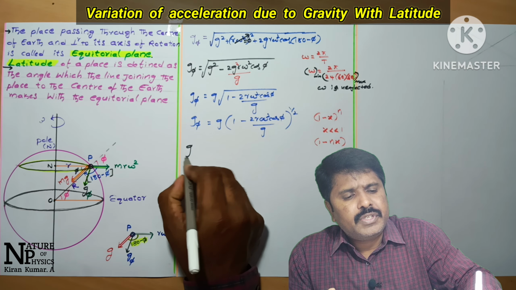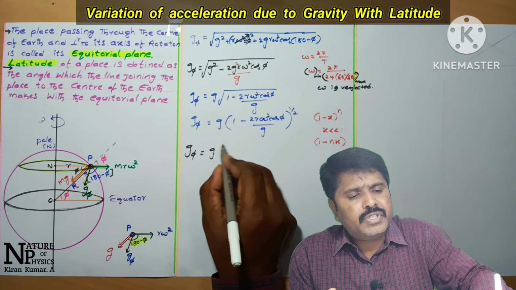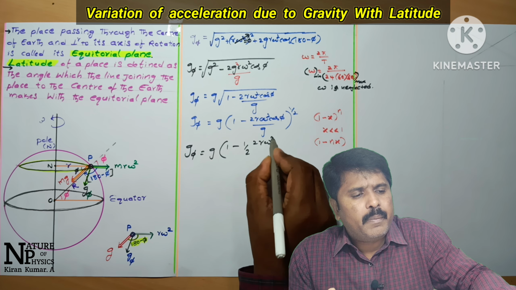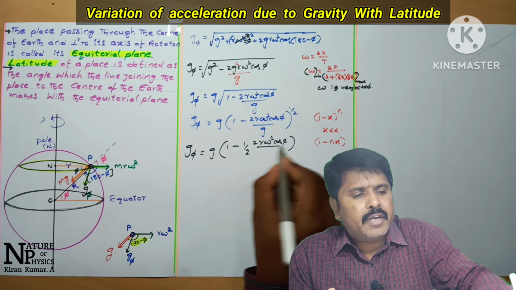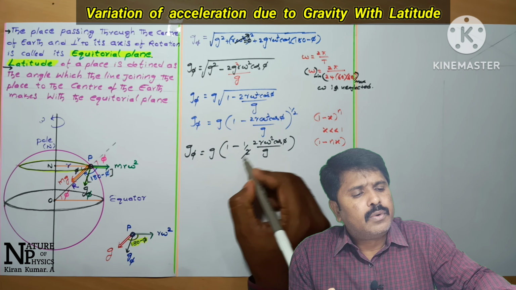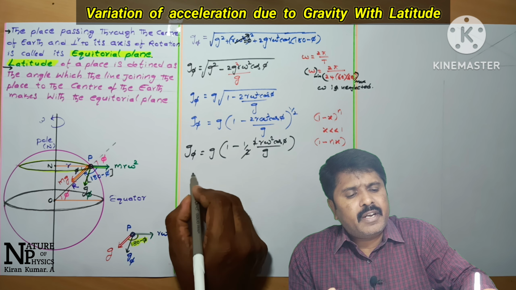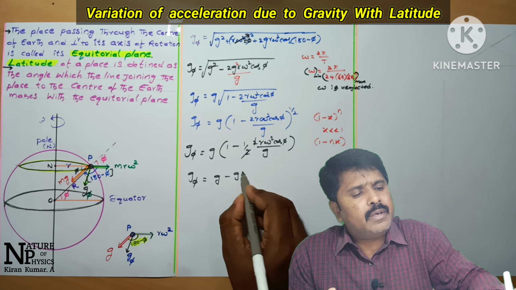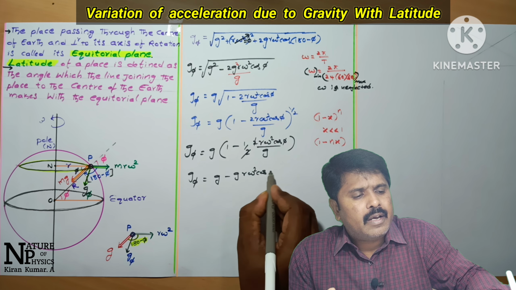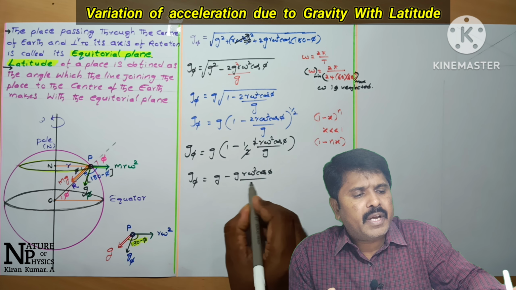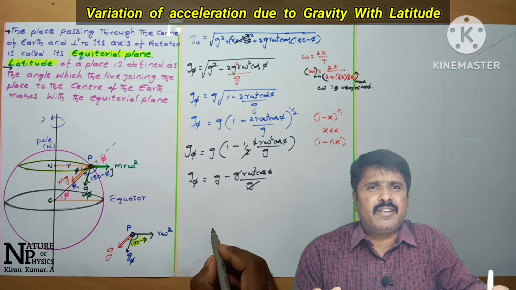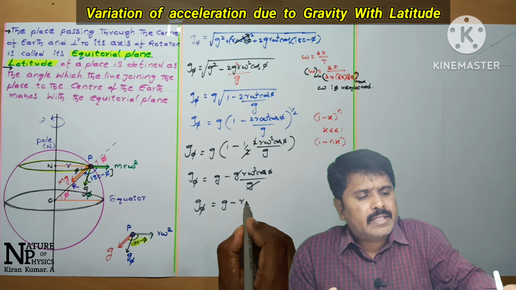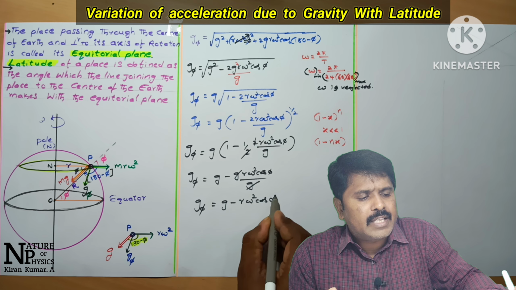Okay, so that g phi is equal to g into 1 minus 1 by 2 into 2 r omega square cos phi divided by g. So the 2 gets cancelled, and g is multiplied now. g phi is equal to g minus g r omega square cos phi divided by g. The g gets cancelled, students. And then, in the continuation, g phi is equal to g minus r omega square cos phi, I got.